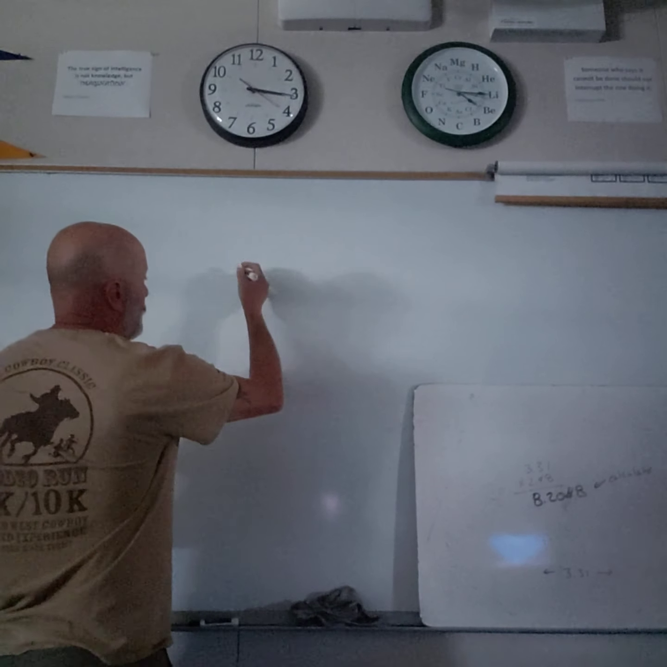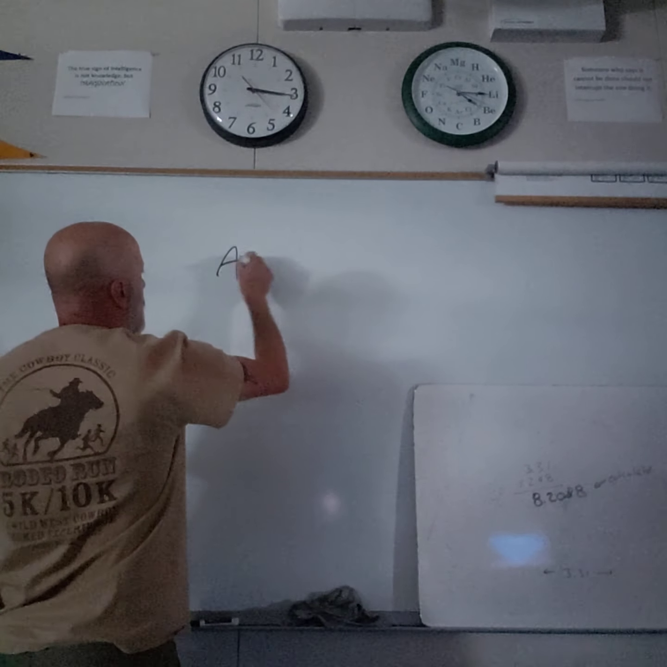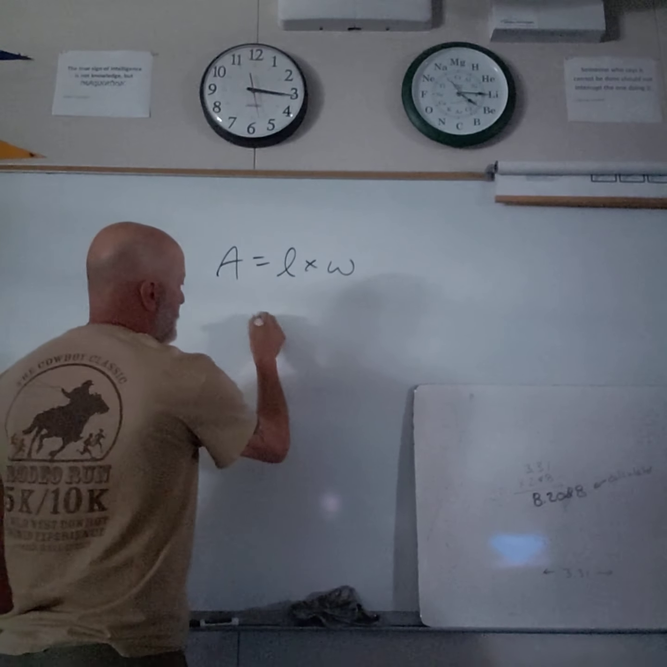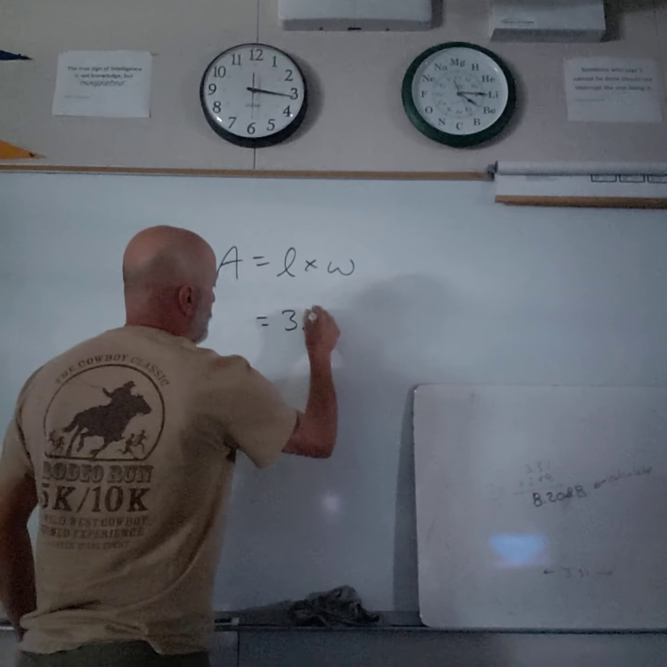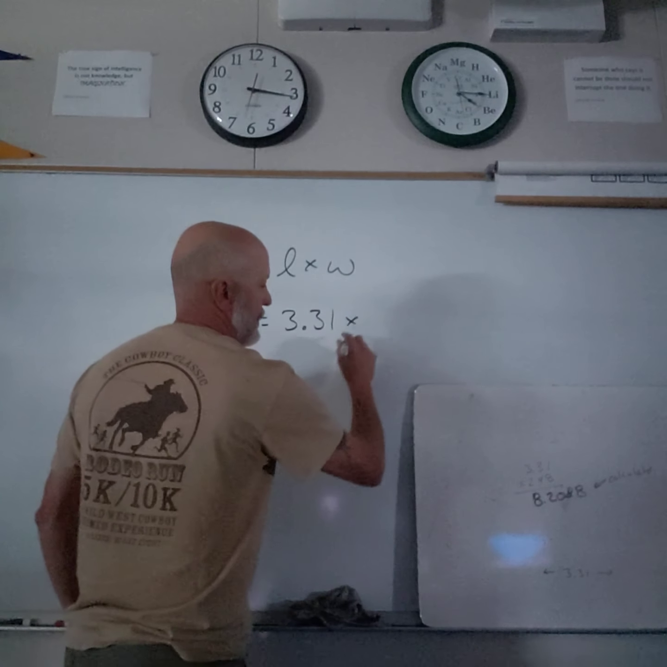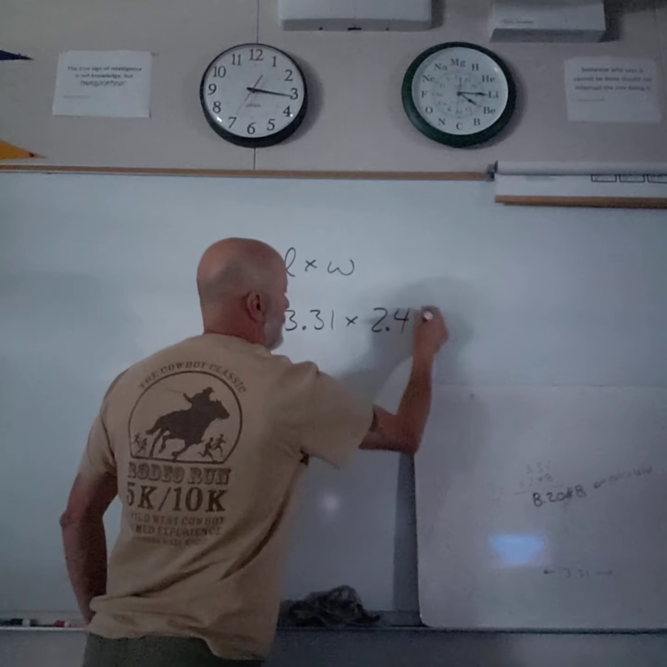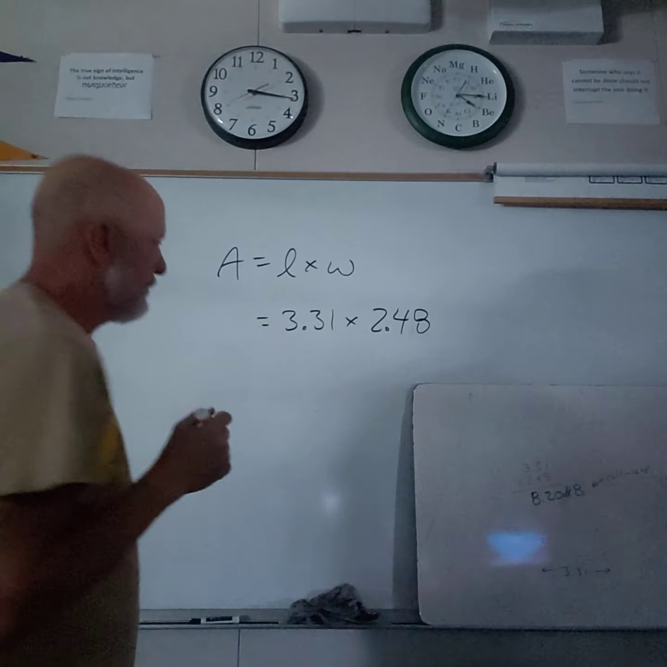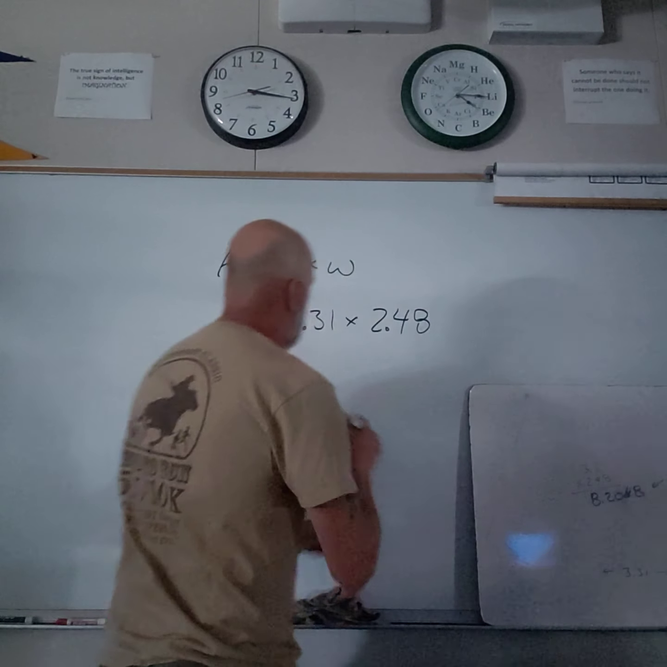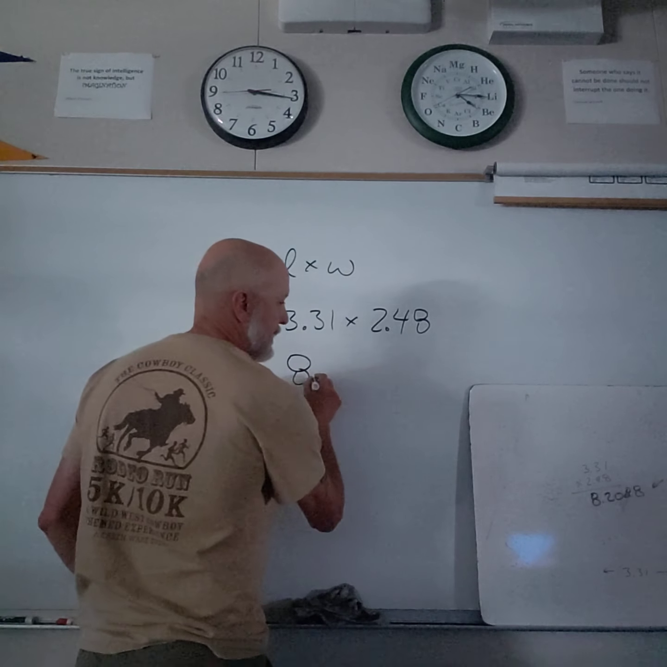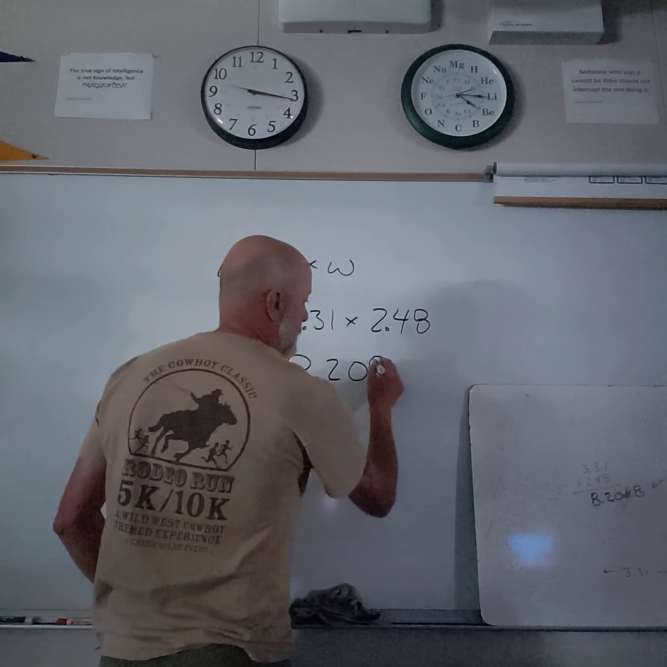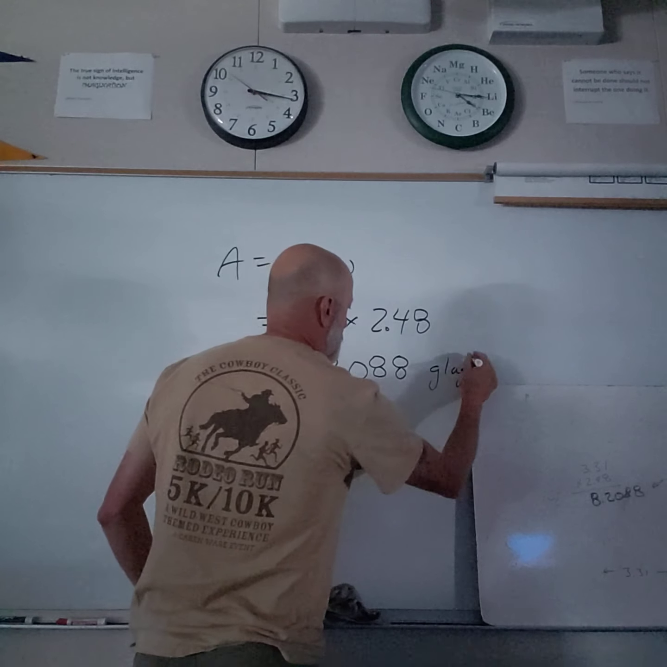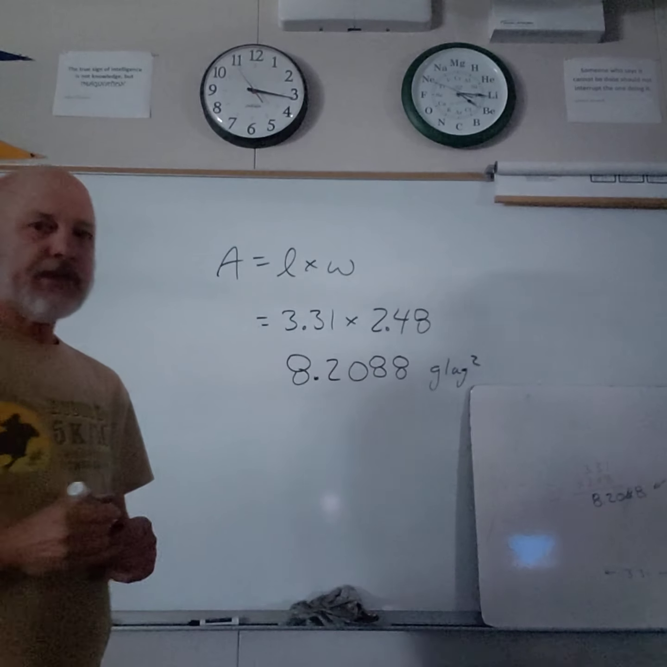How many square glugs of area are in this whiteboard? Of course, area is length times width: 3.31 times 2.48. Now when I plugged that into my calculator, it came out with the number 8.2088 square glugs. That's what the calculator said.